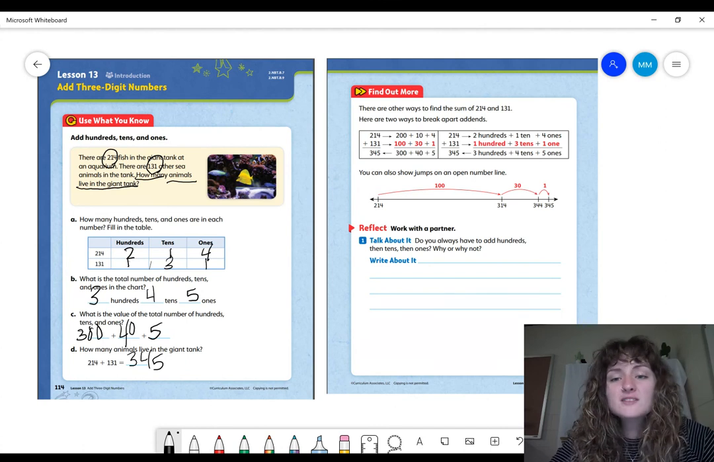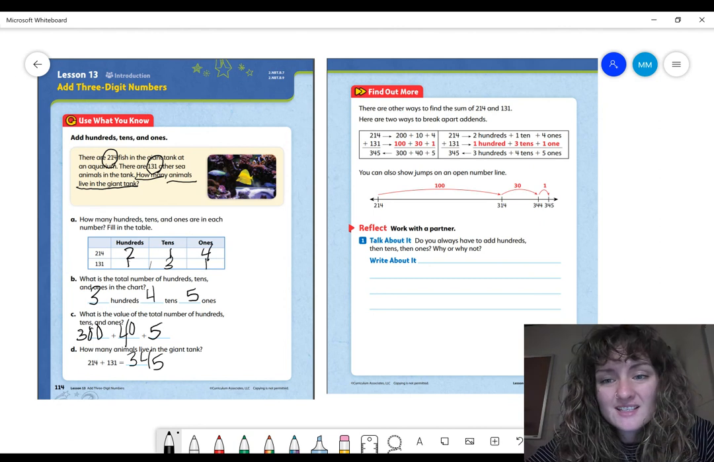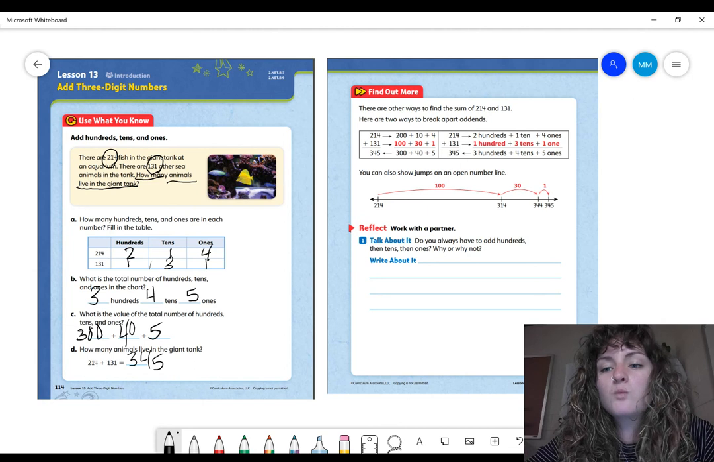We could also do the same thing, but just use the digits to tell the value of that place. So we had 2 hundreds plus 1 ten plus 4 ones. 131 was 1 hundred plus 3 tens plus 1 one.